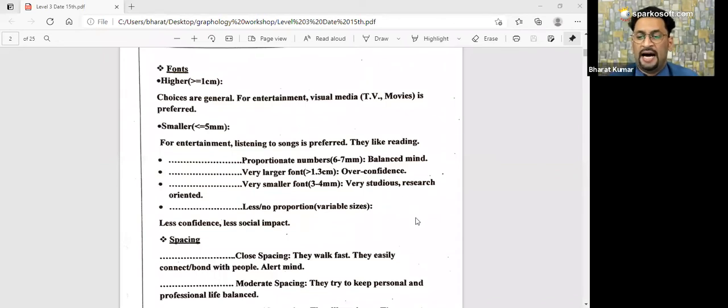Now, if a very large font, greater than 1.3 centimeter, this is an extremely large font.